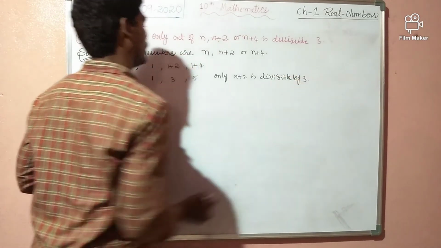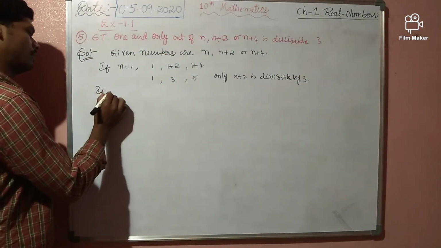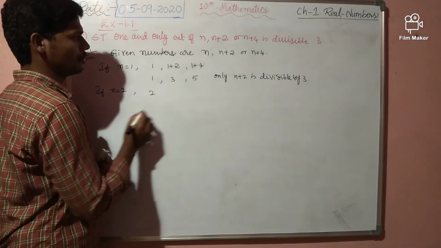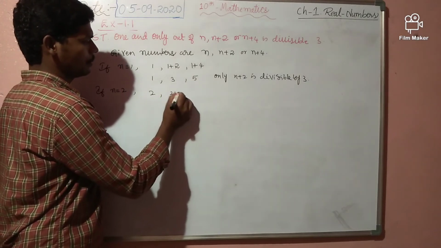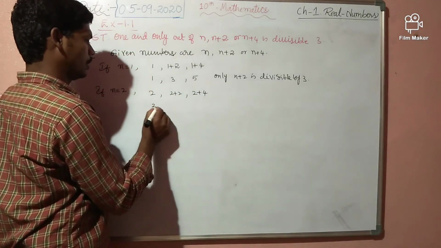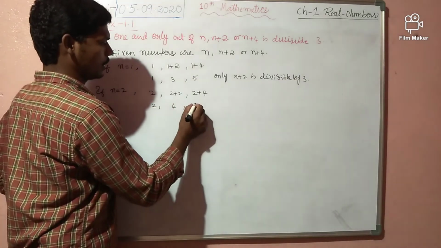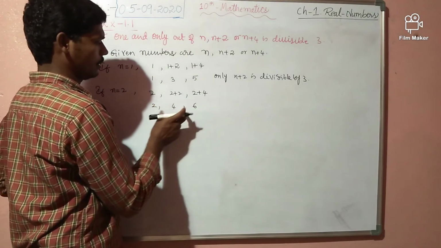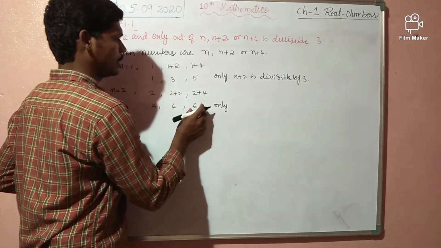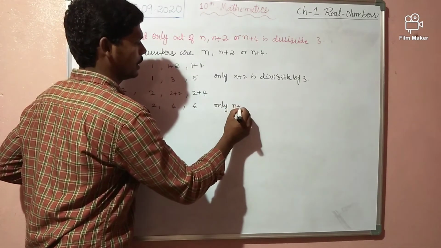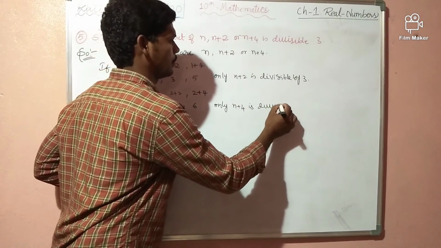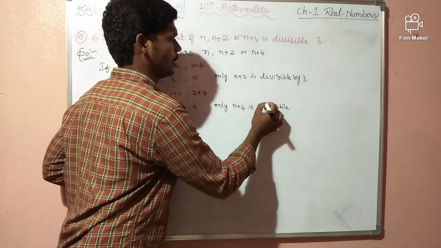Next, if n is equal to 2, n becomes 2, n + 2 becomes 2 + 2, and n + 4 is 2 + 4. 2 + 2 is 4, 2 + 4 is 6. Among these three numbers, only 6 is divisible by 3. Only 6, which is n + 4, is divisible by 3.